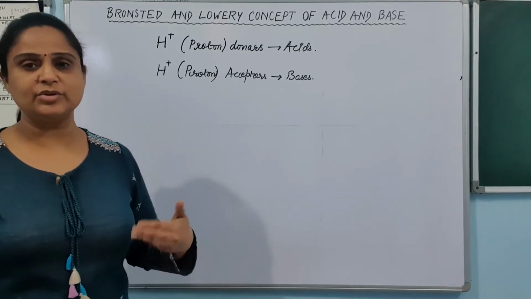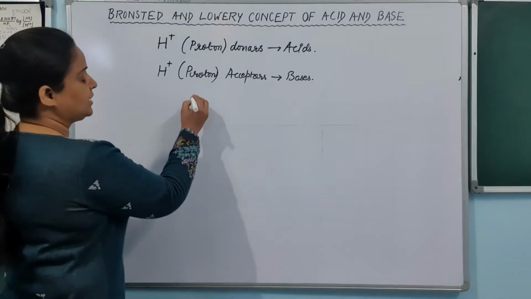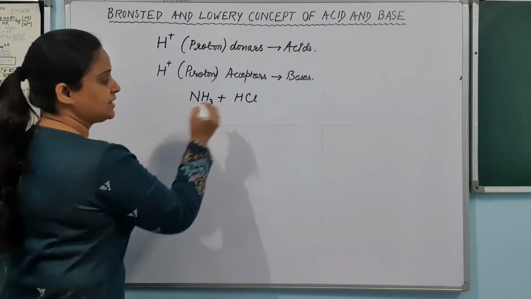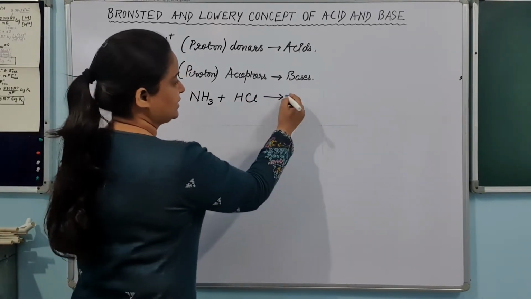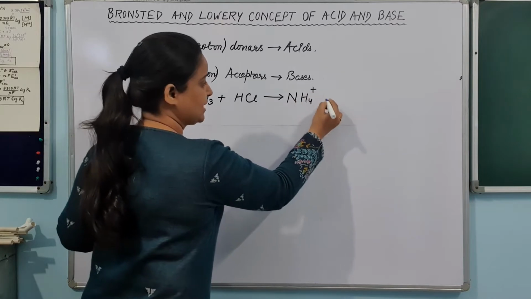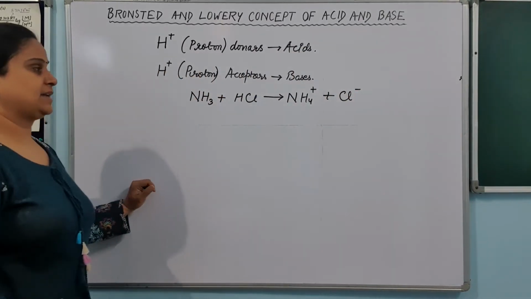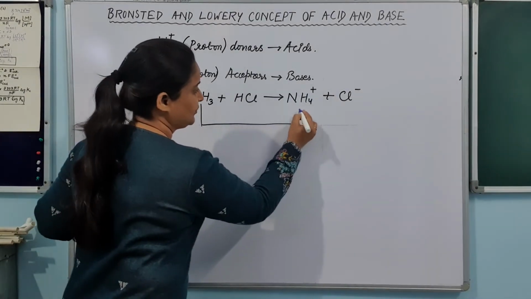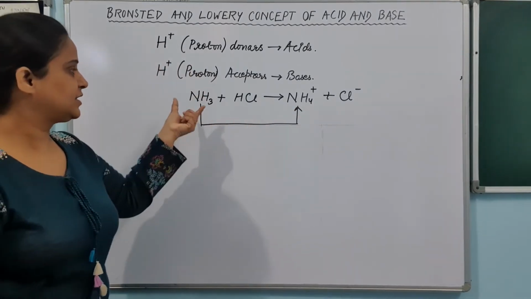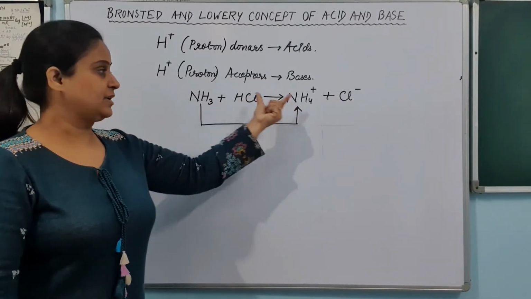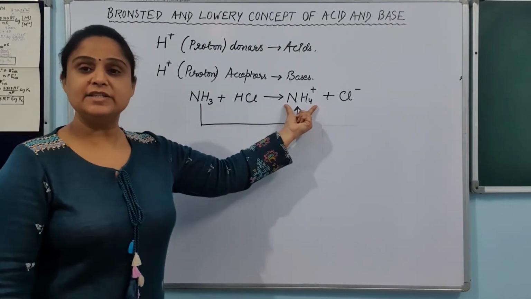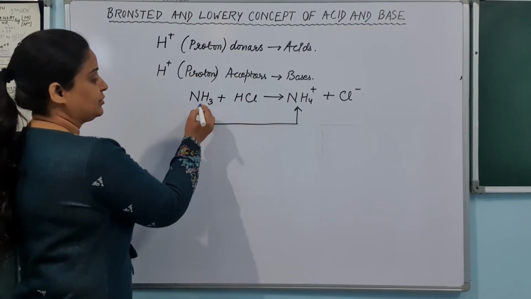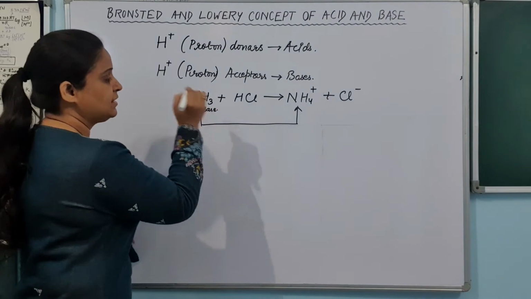Let's see some examples so you can understand it better. I am taking ammonia, because it was not explainable at that time, and reacting it with HCl. When these two react, ammonia converts into NH4+ ion and HCl into Cl-. Just observe this ammonia. It turned into NH4+. Can you see the difference between these two? Ammonia has accepted an H+ ion. So what are acceptors of H+ ion called? Base. So ammonia is working as a base.